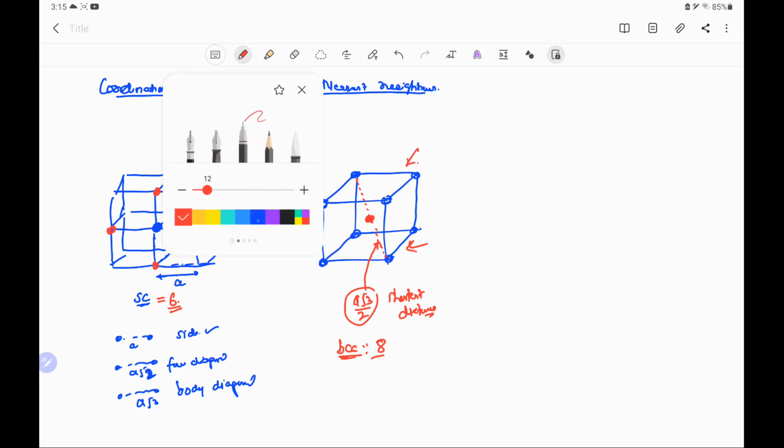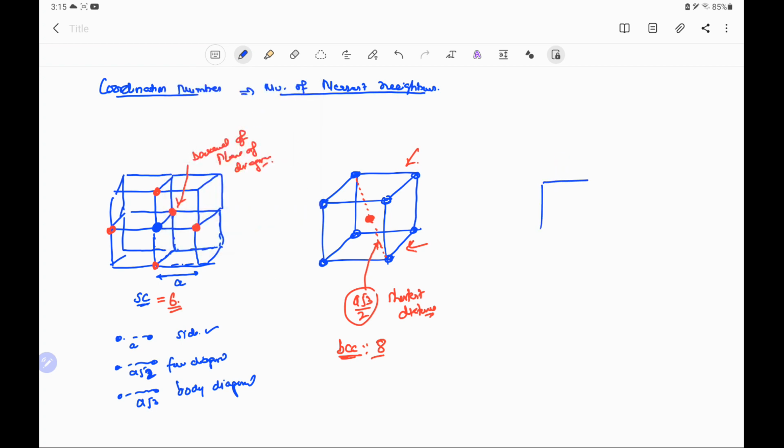Now we have to find the nearest neighbor for the face centered cubic unit cell. In face centered cubic unit cells, atoms are at the corners and also at the center of each face. This is the center of the face. So this distance is A root 2 by 2, and this distance is the shortest distance. So we have to find the number of the nearest atoms which are at a distance A root 2 by 2 from this particular atom.